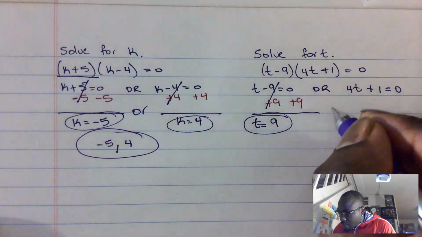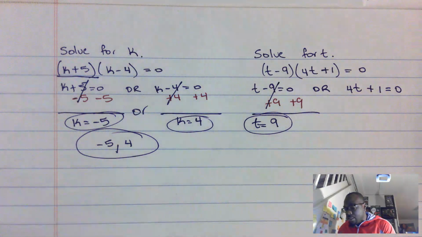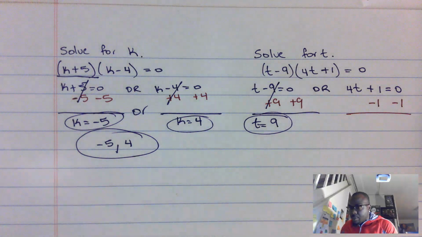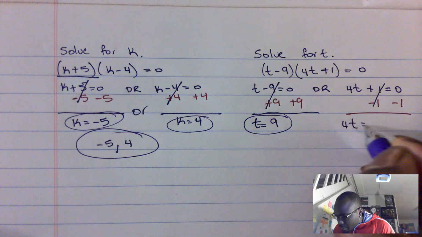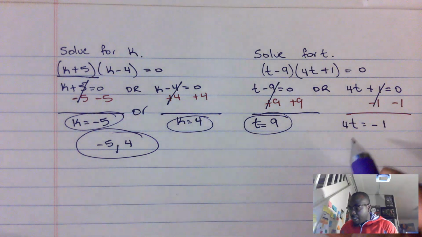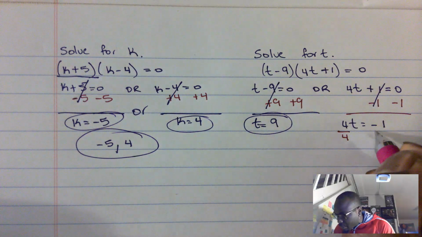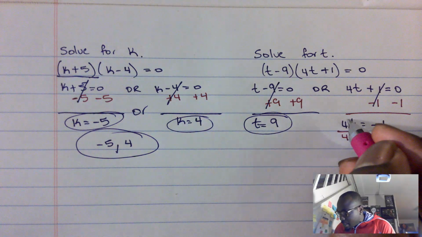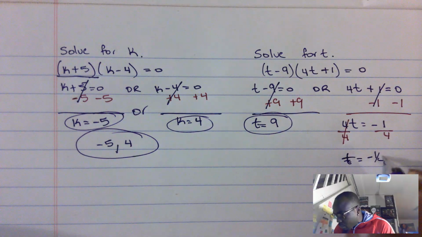Now, or I'm going to say 4t plus 1 is equal to 0. The first thing I'm going to do is subtract 1 on both sides. If I subtract 1 on both sides, these cancel. So I now have 4t is equal to negative 1. But I need to get t, so I'm going to have to divide both sides by 4. It's the opposite operation of what they did. They multiplied, so I'm dividing. So here, t is equal to negative 1/4.